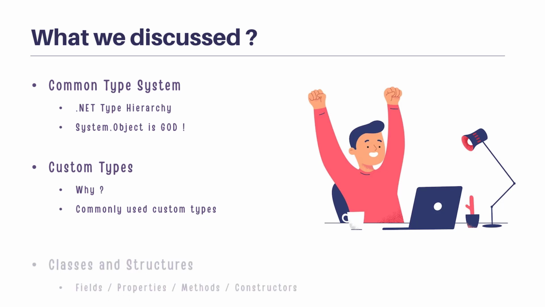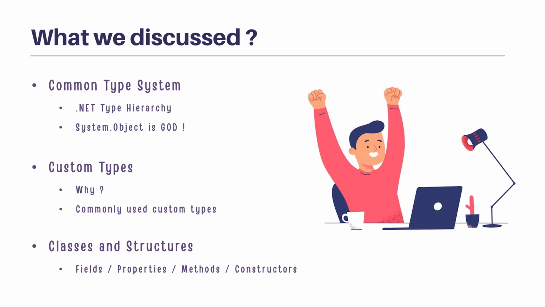In this chapter, we also have seen how to define classes which can contain fields, properties, methods, and constructors. We also briefly touched upon how to define structures. You should be able to define new classes and structures by yourself now. You should also be able to read the code which contains these custom types.